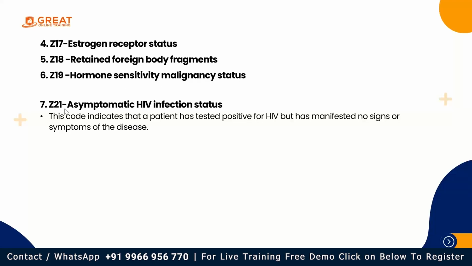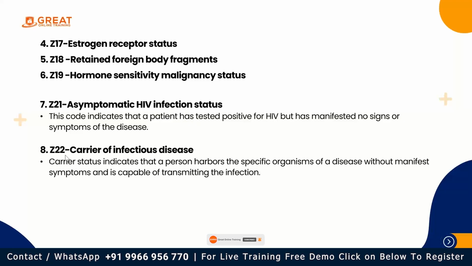Next is Z21. Z21 is for asymptomatic HIV infection status. This code indicates that a patient has tested positive for HIV but has manifested no signs or symptoms of the disease. Okay, so Z21 is for asymptomatic HIV infection status. We'll see how to use this Z21 code when we see the guidelines related to HIV infection. Okay, don't worry about it.